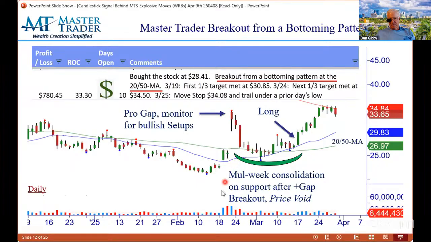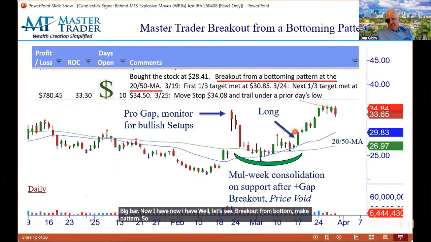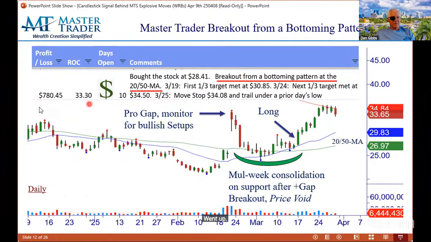Downtrend. Big bar, but no pattern. Big professional gap, no entry. Retracement, broke down, snapped back. Here's a big bar that could have got my attention. Went up, drifting lower, retest, big bar. Now I have, well, let's see, breakout from bottoming pattern. So I think we just bought over the high of this bar. Went up. Here's our targets.